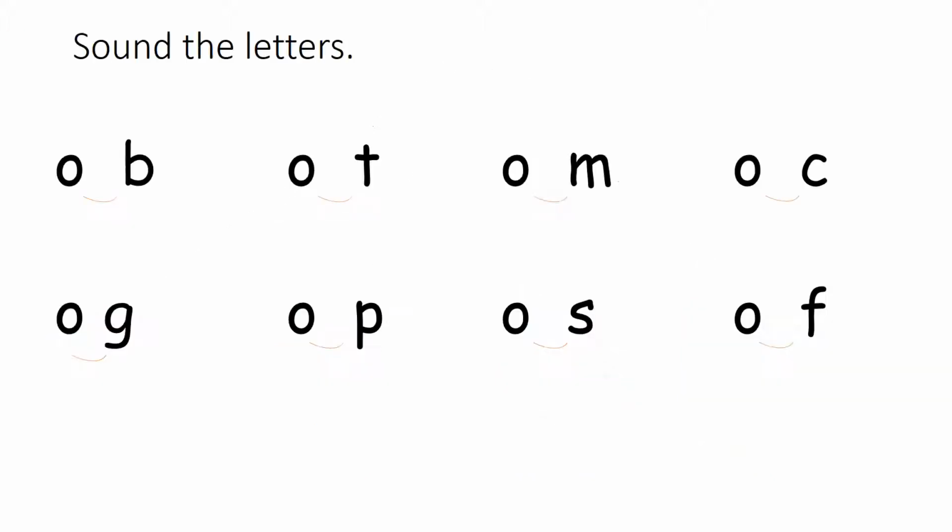Next. Sound the letters. Let's read. A. B. Ob. A. T. At. A. K. Ok. A. G. Ug. A. P. Up. A. S. Us. A. F. Off.